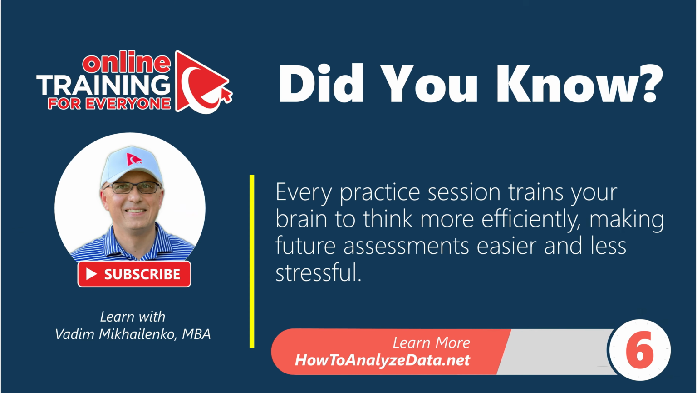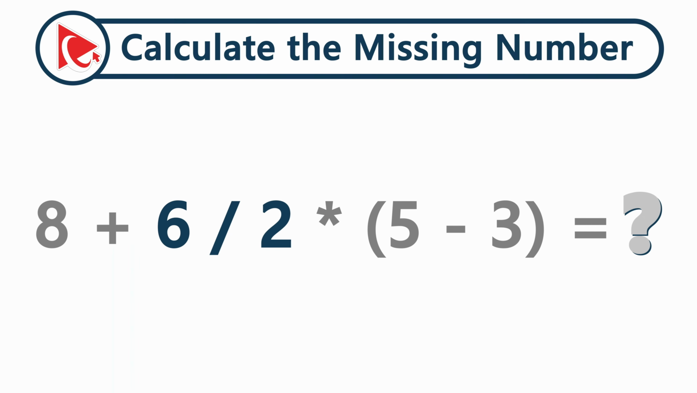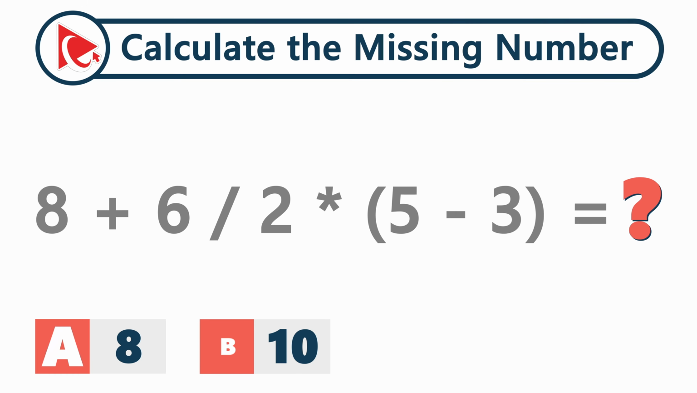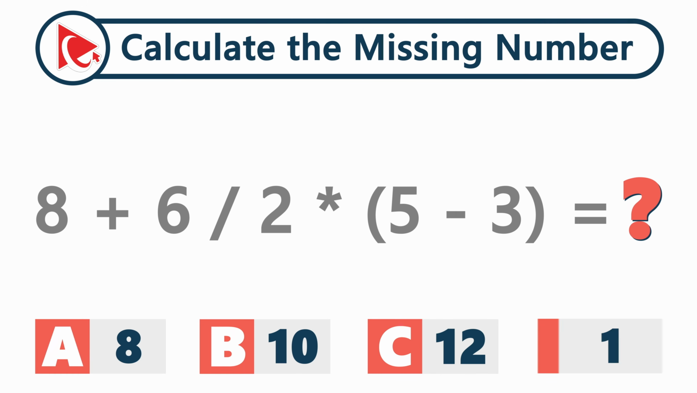In this question, you're presented with the expression 8 plus 6 divided by 2 multiplied by (5 minus 3) equals the number you need to calculate and select out of 4 possible choices. Choice A, 8, choice B, 10, choice C, 12, and choice D, 14.